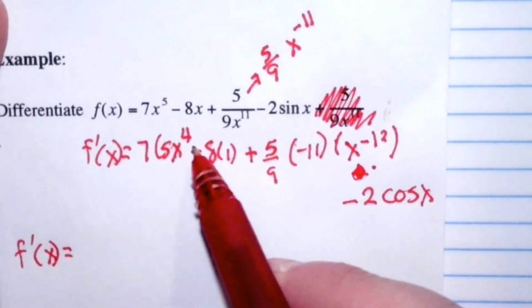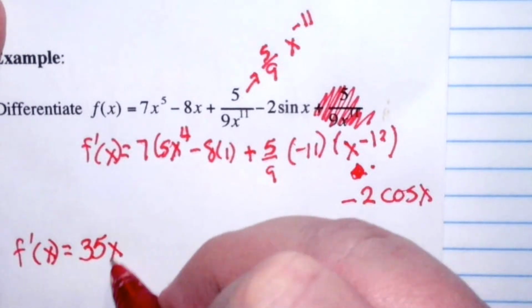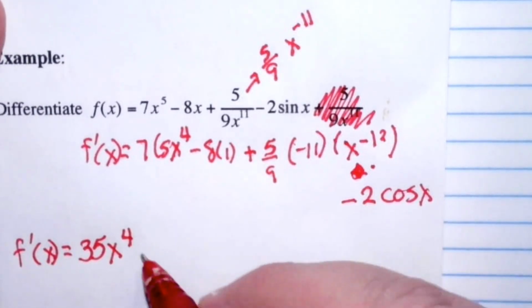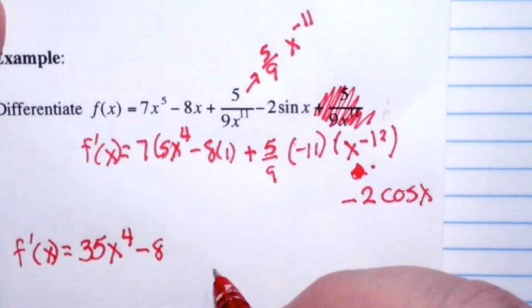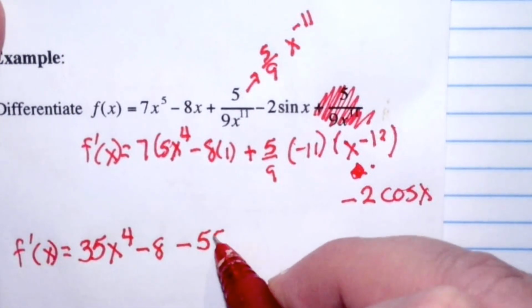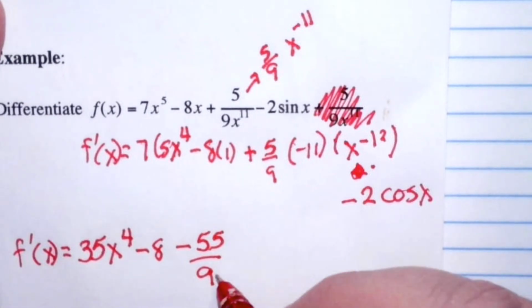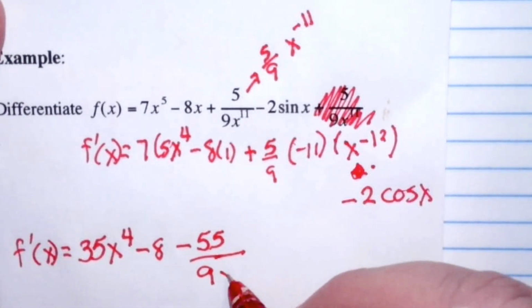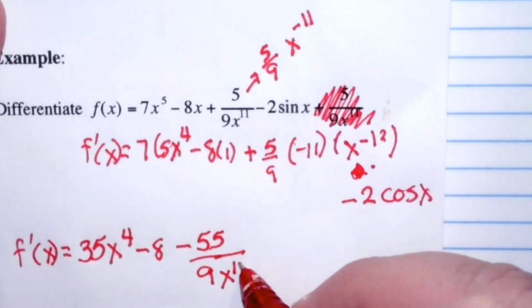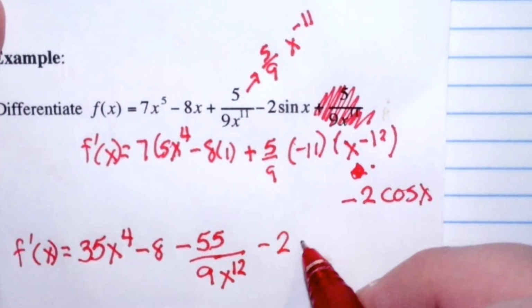So 7 times 5 is 35. And we've got x to the 4th. And we've got minus 8. And let's see, I think that's minus 55 over 9. And I'm going to put that x to the 12th down there in the denominator. And let's see, we've got minus 2 cosine x.